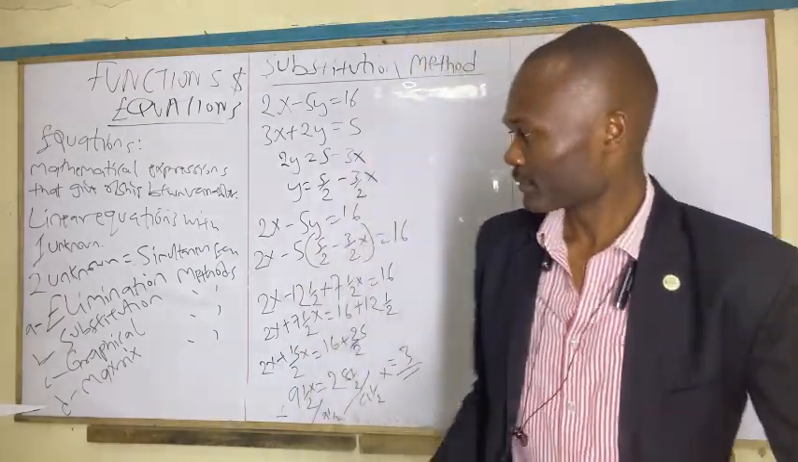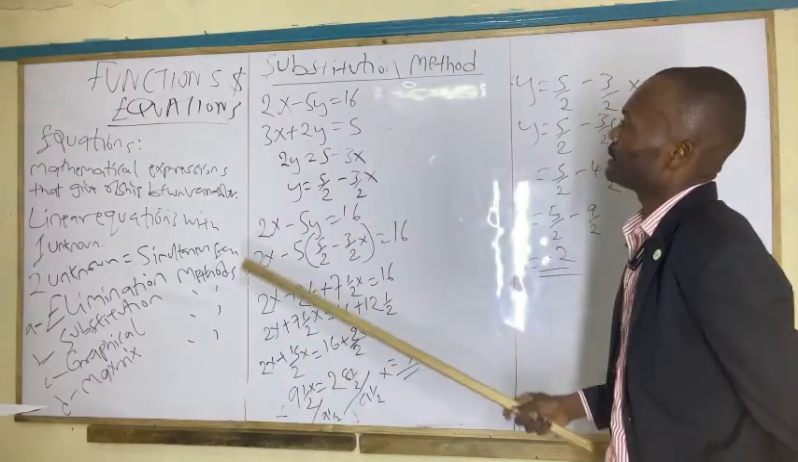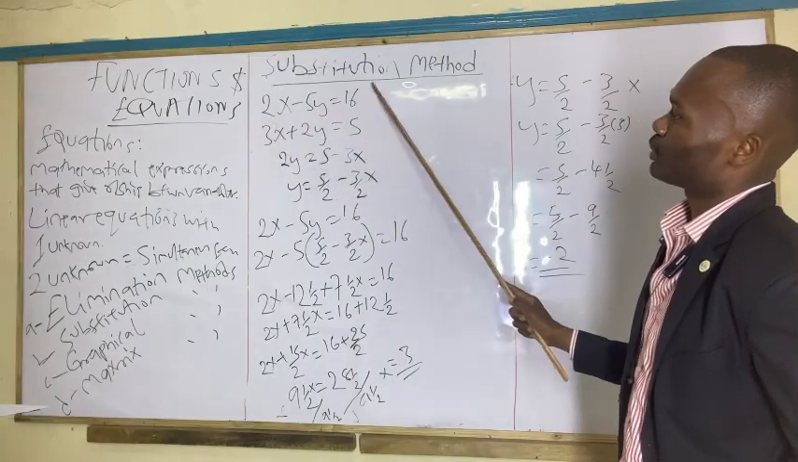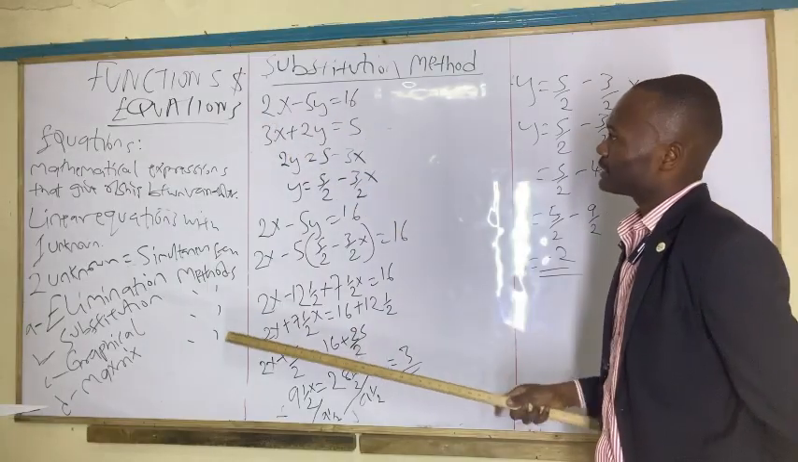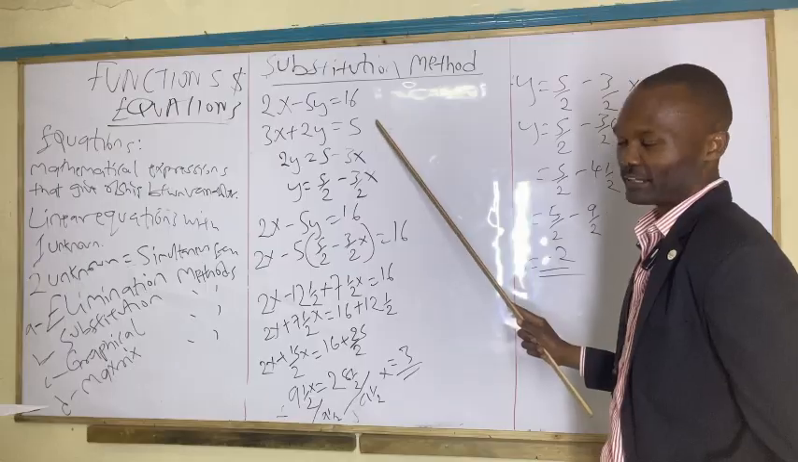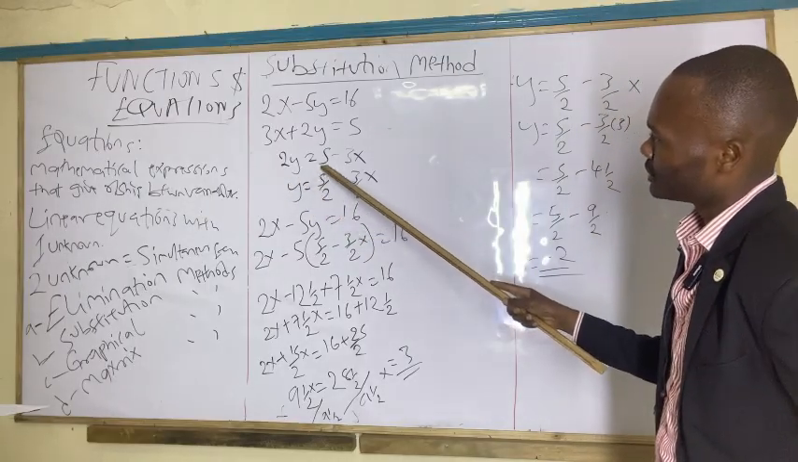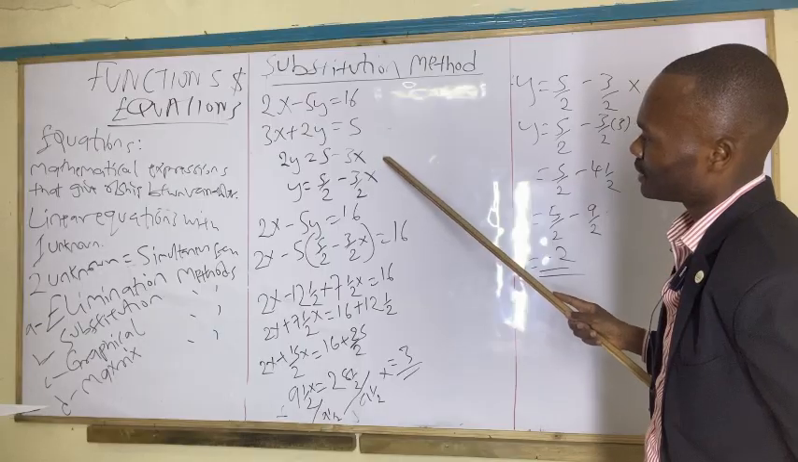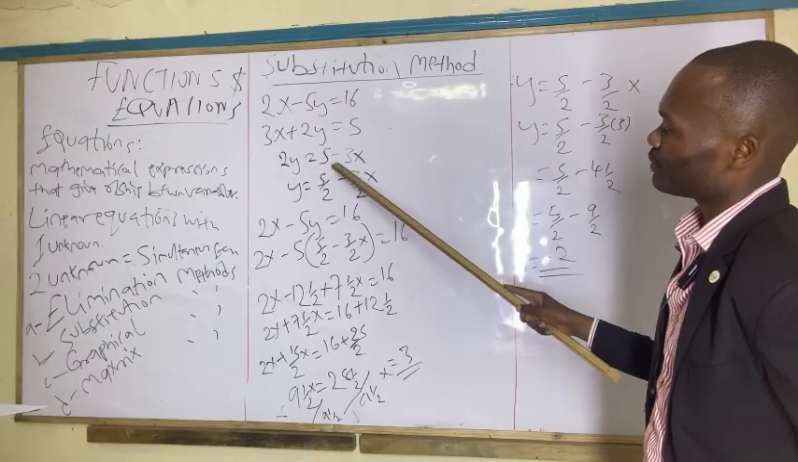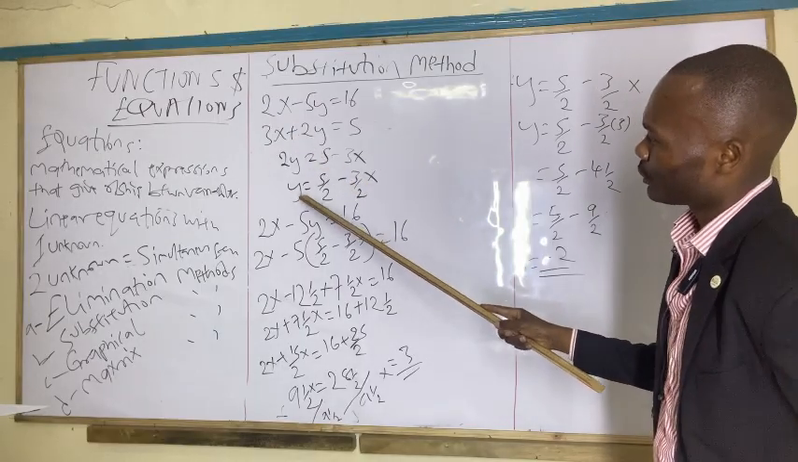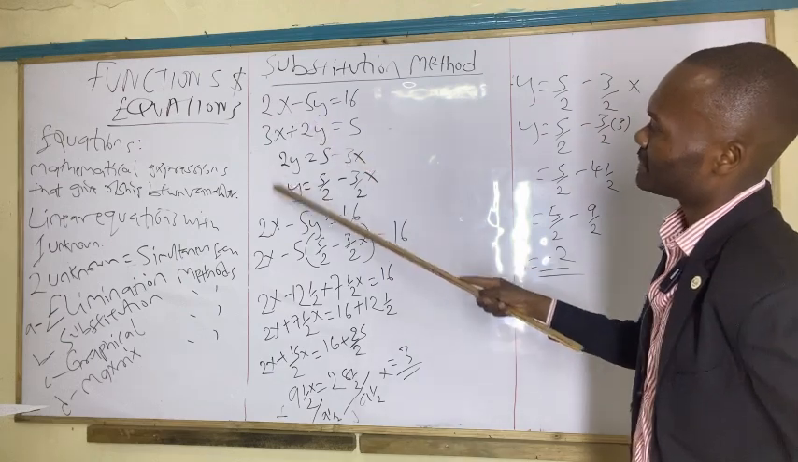Okay, fine. So this is what we said. We said 2x minus 5y is equals to 16, and 3x plus 2y is equals to 5. So what do we do? We substitute. We create another equation. 2y from this, 2y is equals to 5 minus 3x.